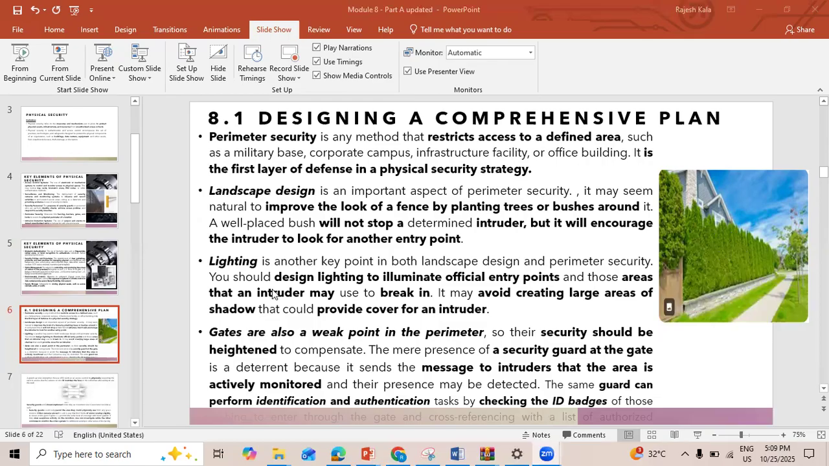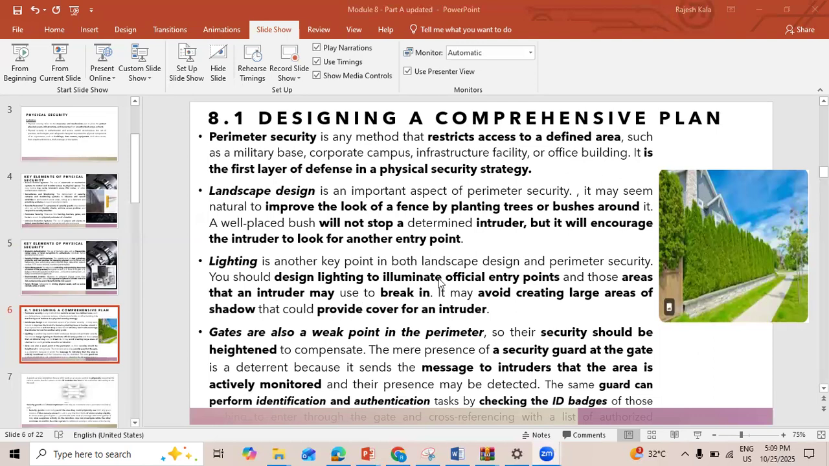Lighting. Like in our homes, we always put the lights near the front door, so that it is an alert to the person who wants to enter my home that the lights are on. So I cannot enter that home because the lights are on. Everyone can watch me. Everyone is watching me.